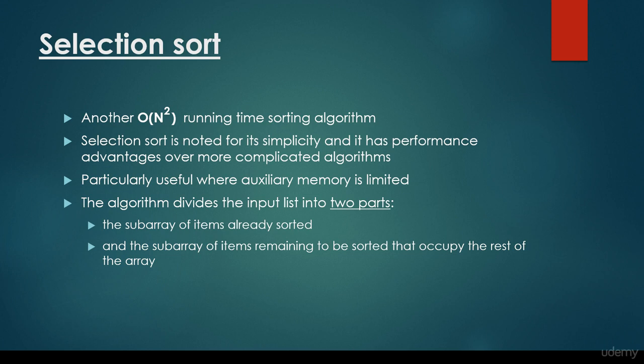The algorithm itself divides the input list into two parts, the subarray of items already sorted and the subarray of items remaining to be sorted that occupy the rest of the array. We don't have to allocate another memory chunk, so that's why selection sort is an in-place algorithm. We are able to make the sorting operation in the original one-dimensional array.